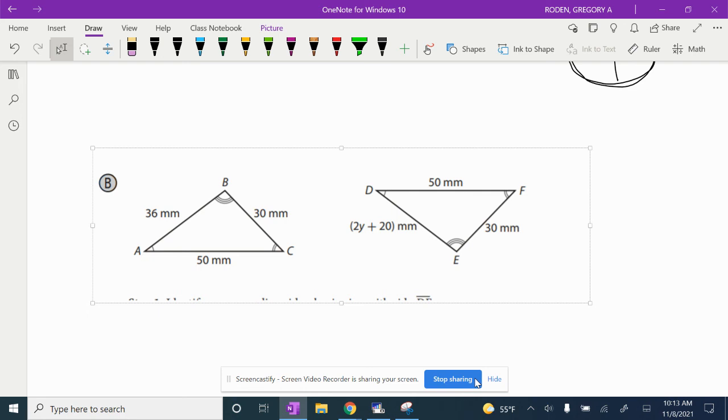So the hardest thing for me, when they've been transformed, is to try to visualize the corresponding parts, okay? So if they don't have what we call the same orientation, you have to look at the corresponding parts, okay?